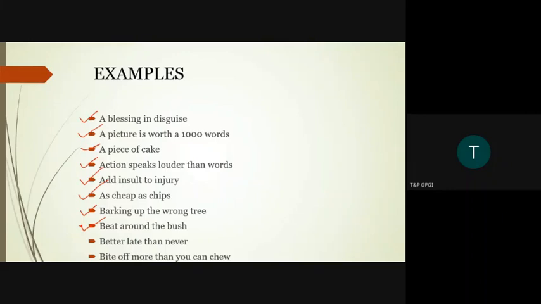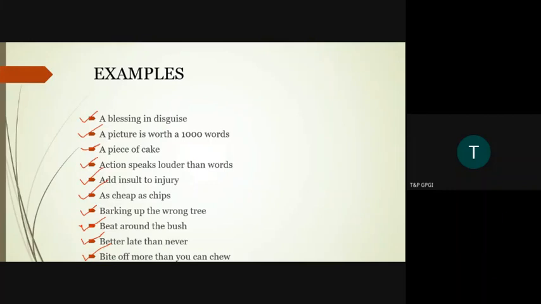So the last one from this slide is bite off more than you can chew. Bite off more than you can chew. Okay, I'll tell you what it means. It means to try to do something that is too difficult or too much for you. Okay, bite off more than you can chew.